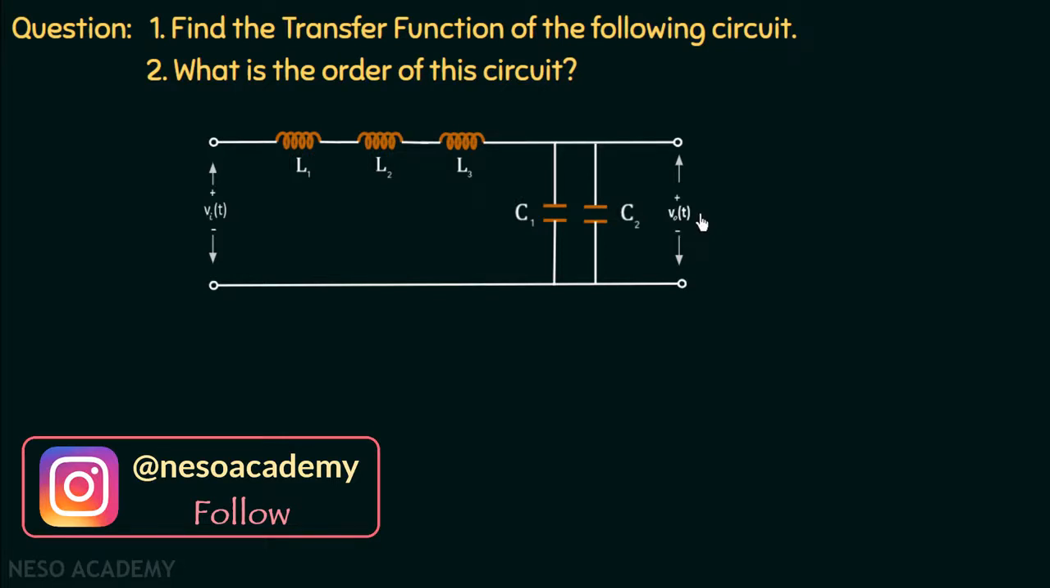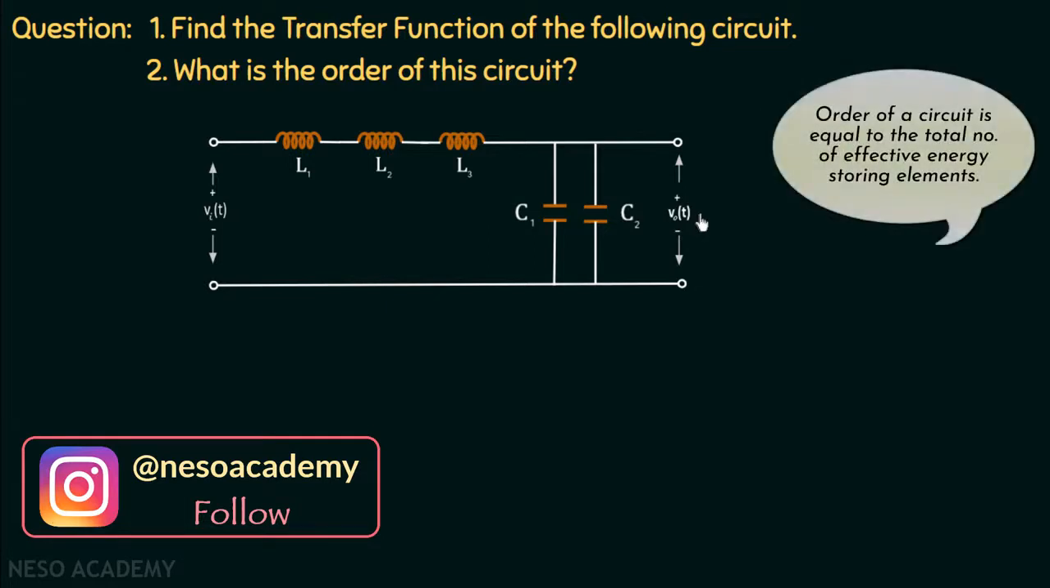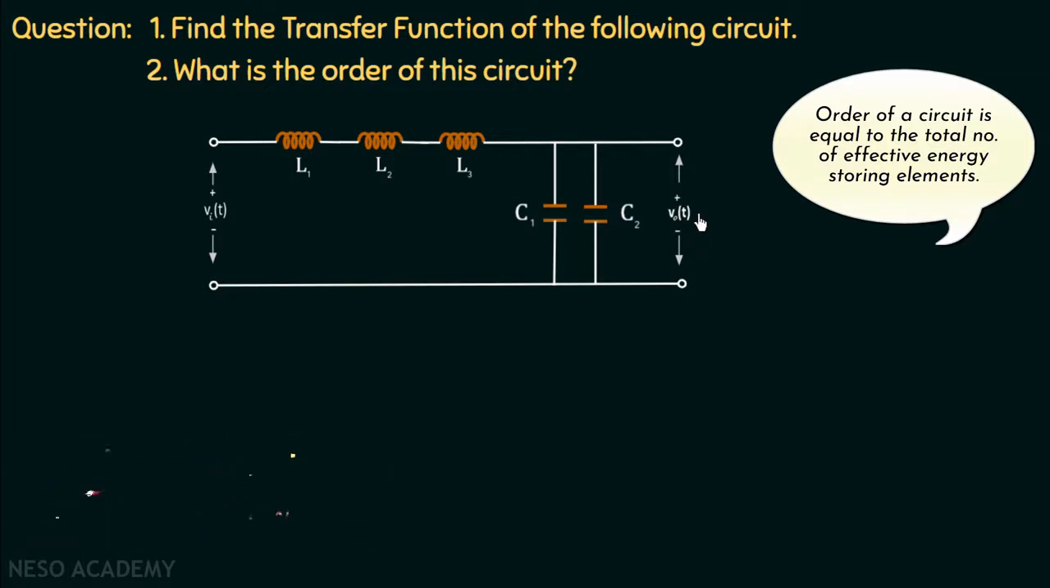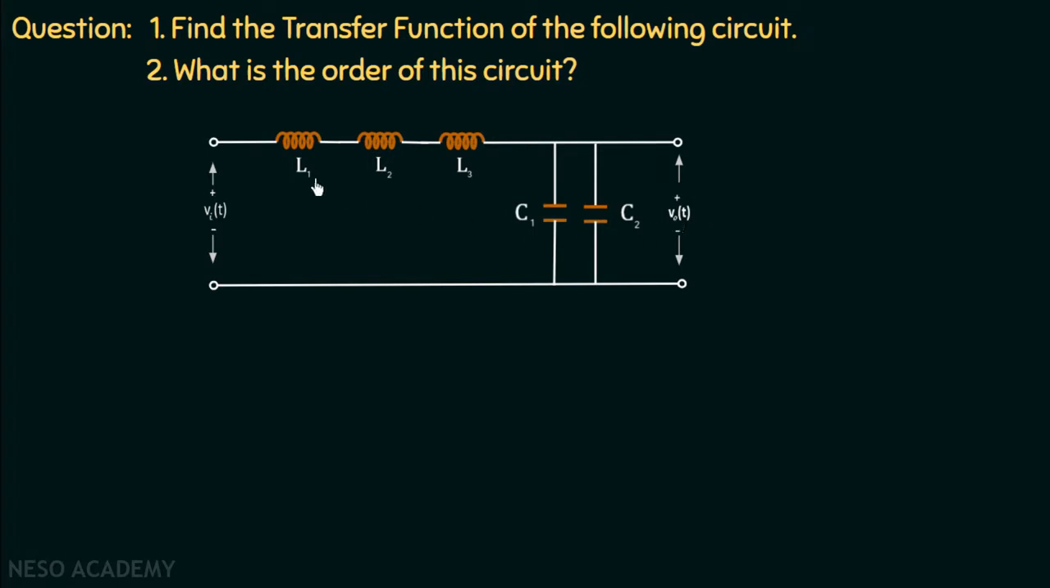Can you guess the order of this circuit now? The order of any circuit is equal to the total number of effective energy storing elements. So the order of this circuit is 5, right? Because 3 inductors and 2 capacitors are connected. So 3 plus 2 is equal to 5. The order is 5, right?